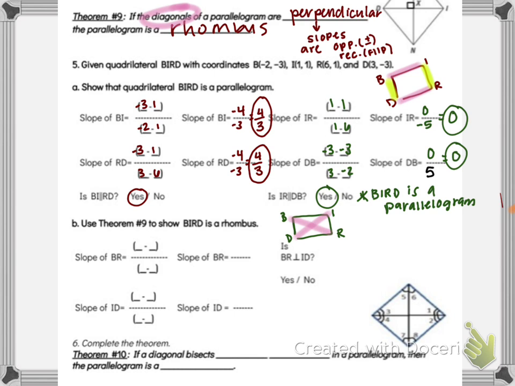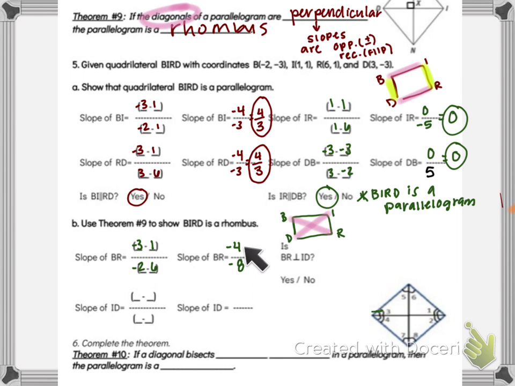All right, so for BR, B is negative 2, negative 3. So we're going to put negative 2 at the bottom, negative 3 at the top. R is 6, 1, so 6 goes at the bottom, 1 goes at the top. When you simplify that, that's negative 4. Negative 2 minus 6 is negative 8. When I simplify that, we have negative over negative, which is positive.